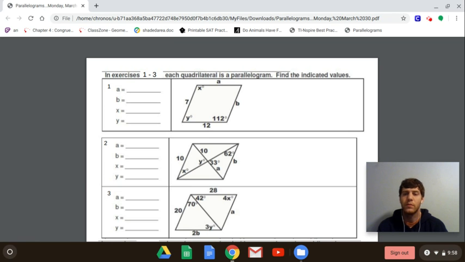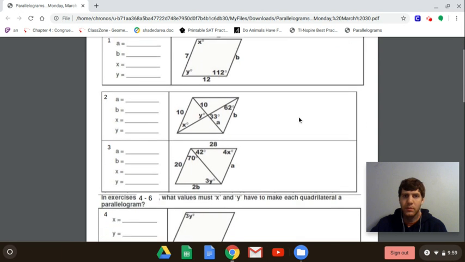We have defined our parallelogram as having two pairs of opposite sides that are parallel, and then we have the four properties. Opposite sides are congruent, opposite angles are congruent, consecutive angles are supplementary, and the diagonals bisect each other. So in number one, you have both sides and angles, so we know our opposite sides are congruent, we know our opposite angles are congruent, and our consecutive angles are supplementary. Okay, so you can use those properties in that one.